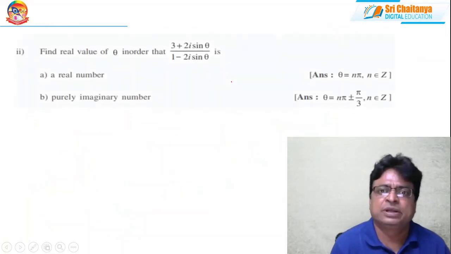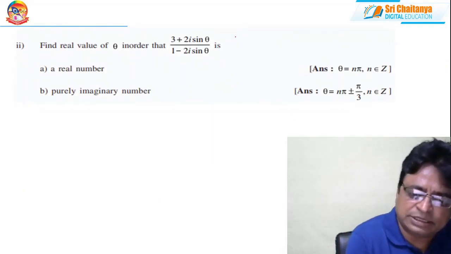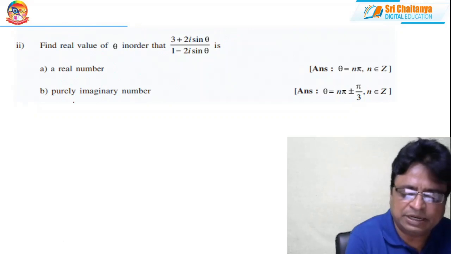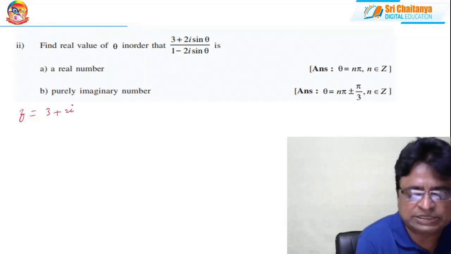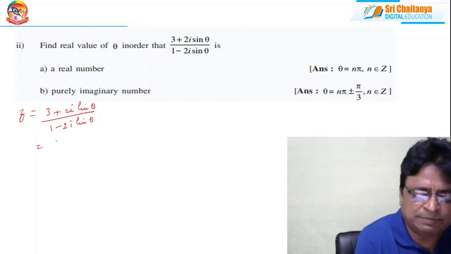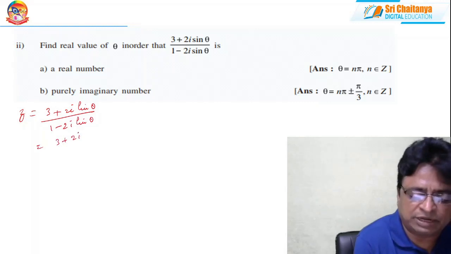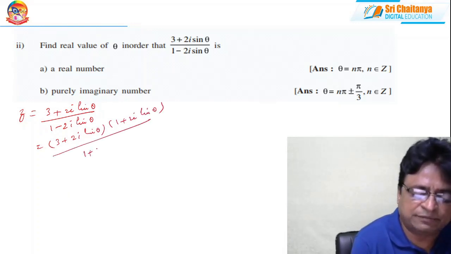Okay, now coming to the 23rd problem. Find the real value of theta in order that this is number one, a real number, and number two, an imaginary number. So anyhow, this is my z, let it be 3 plus 2i sin theta by 1 minus 2i sin theta. First of all, we convert this into the standard a plus ib format. That is 1 plus 2i sin theta by 1 plus 4 sin square theta.